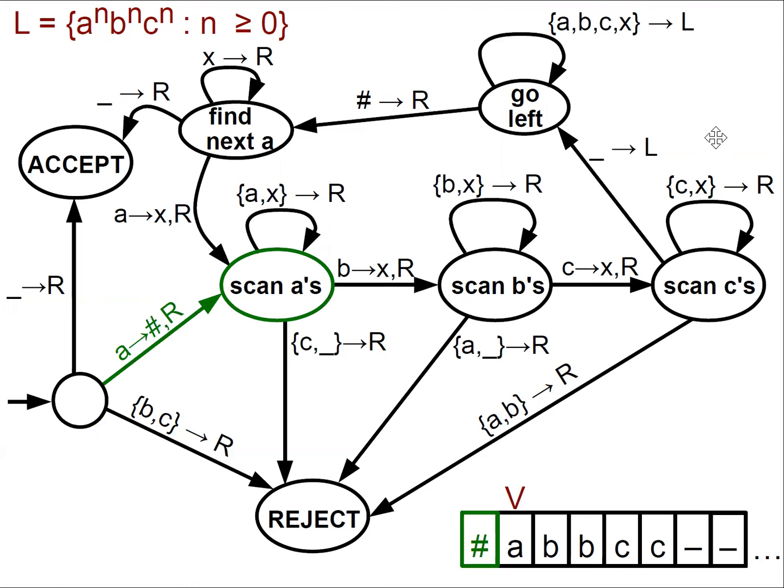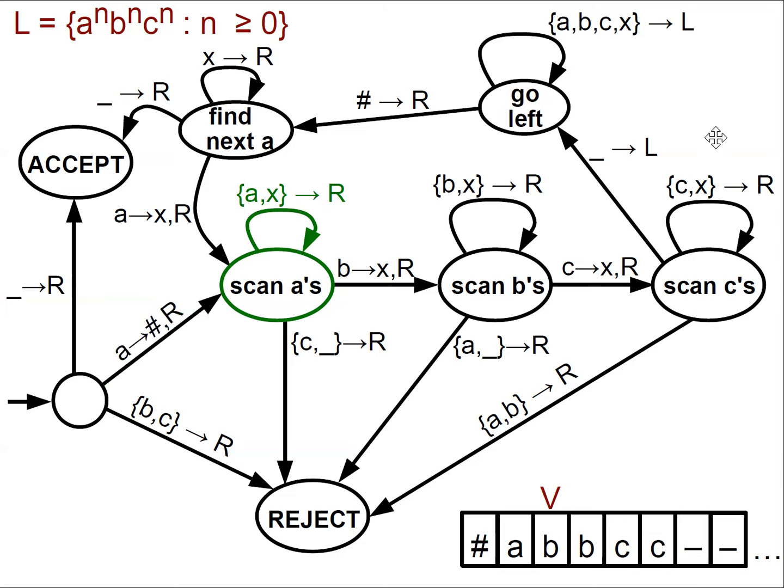Okay, and then there is an A under the head, matched with this. So you follow this transition, you write a pound, and you move to the right. So the head now is here. And now it's in this state, which I call scan A's. This is like a comment in a programming language. You're supposed to scan the A's, so as long as you see an A or an X, you're going to move right. That's what we do. Now we don't have A's anymore.